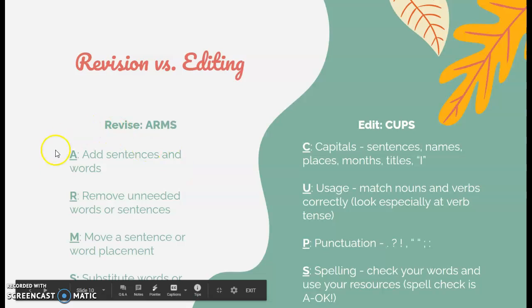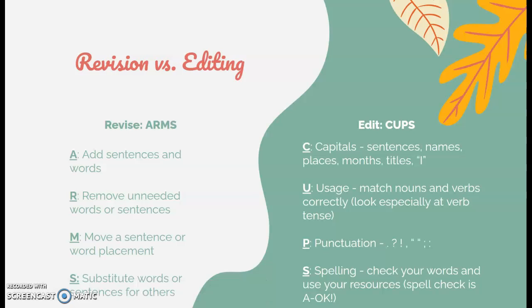So with revision, we have the idea of arms. That's where you're adding sentences and words. You're removing unneeded words or sentences. You're moving a sentence or a word placement, or you're substituting words or sentences for others. As you see, that's more about the craft. Okay? How does it all work together? How can you improve it?